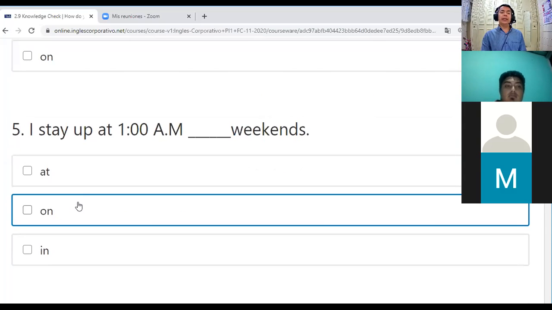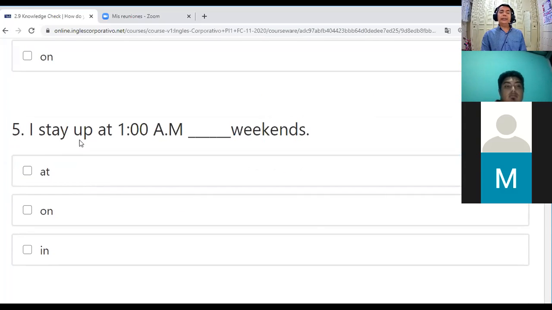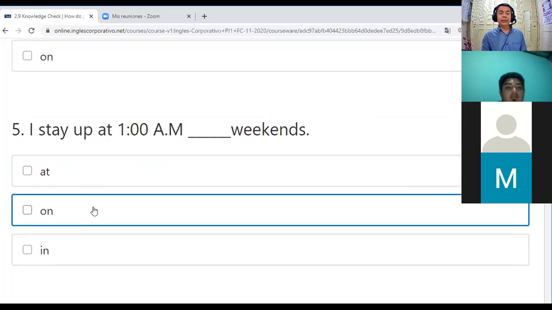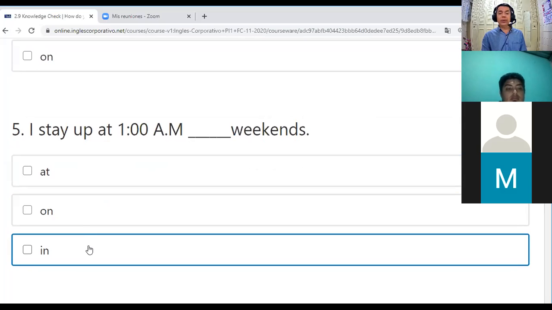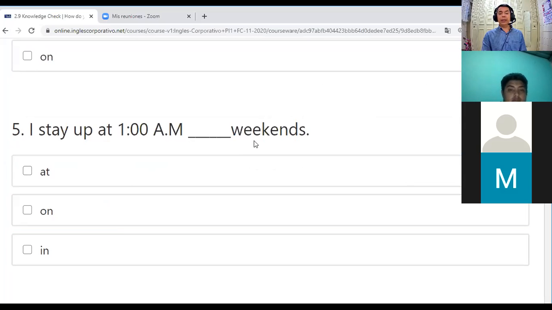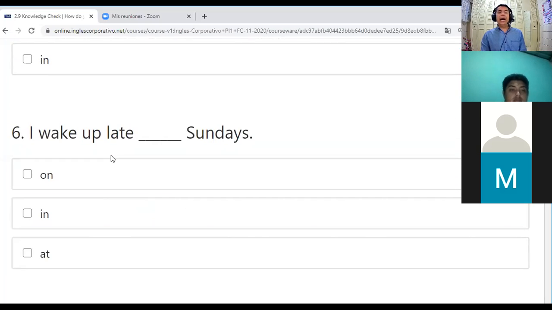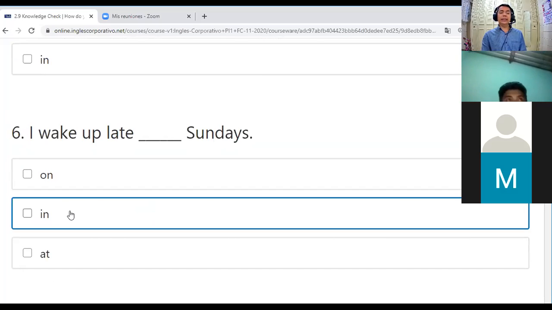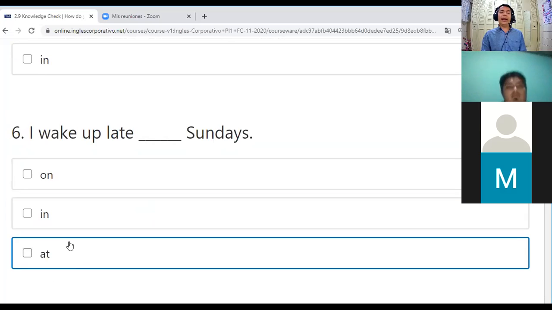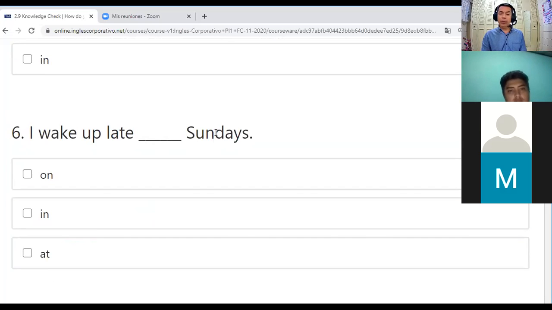Okay, aquí está. Number five, please. I stayed up at 11 a.m. at weekends, on weekends, or in weekends. Okay? This is portions of the week, right? Now, number six. I wake up late on Sundays, in Sundays, or at Sundays. Days of the week, remember?